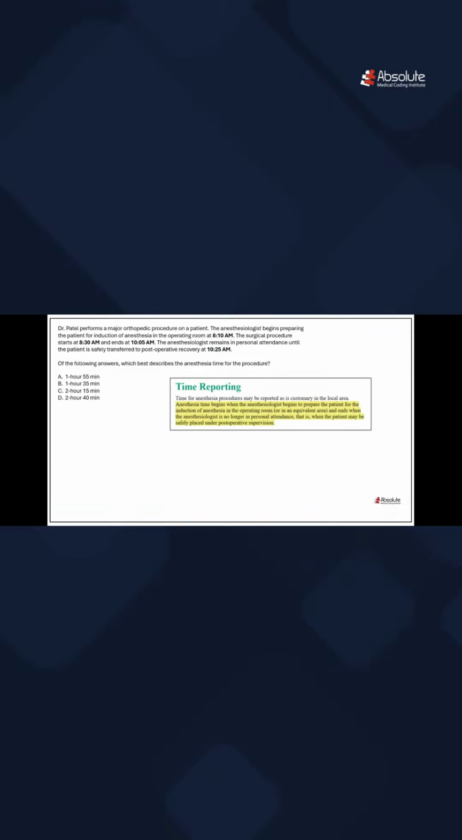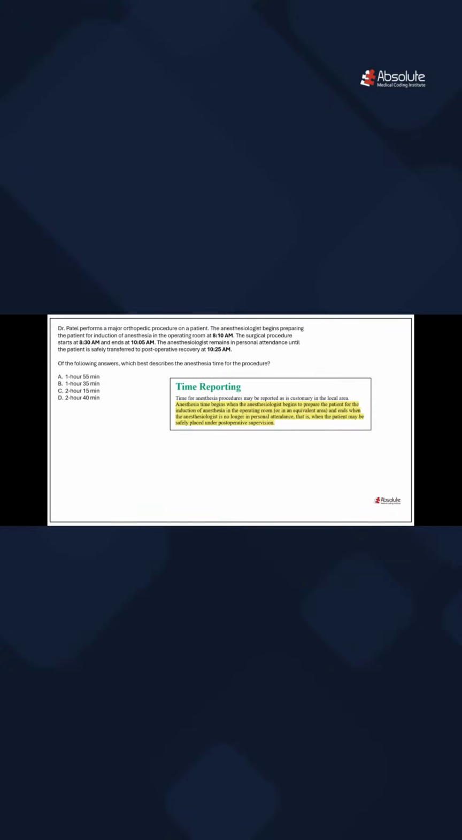Let's once again see the definition of anesthesia time, or how to calculate the anesthesia time. Anesthesia time begins when the anesthesiologist begins to prepare the patient for induction of anesthesia and ends when the anesthesiologist is no longer required in personal attendance. That is how you calculate the anesthesia time.